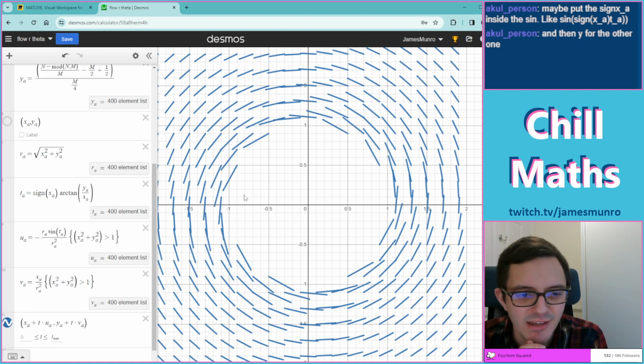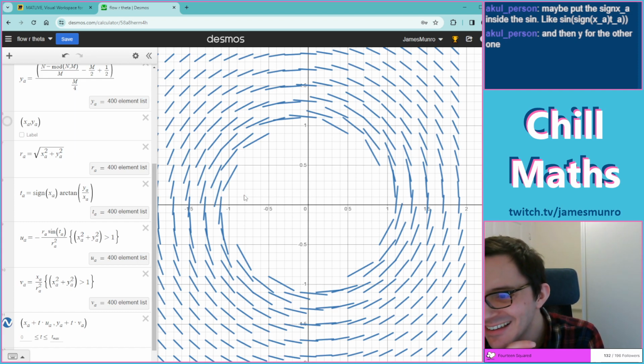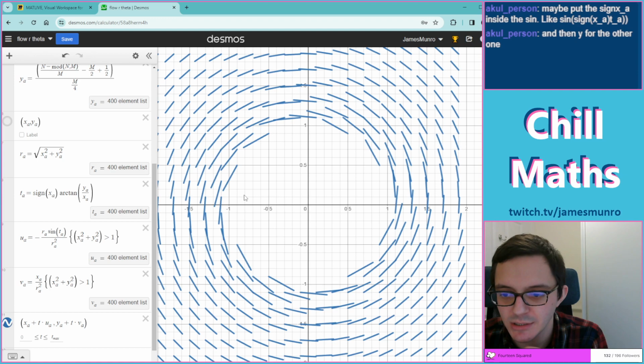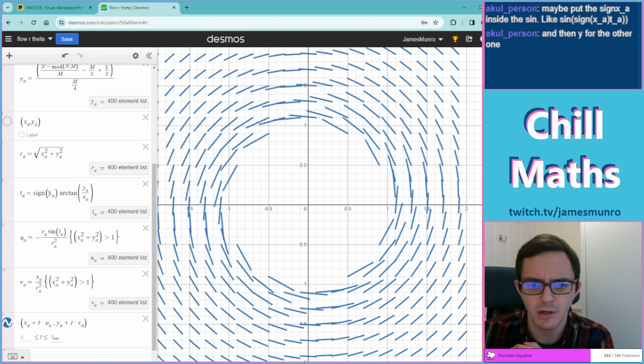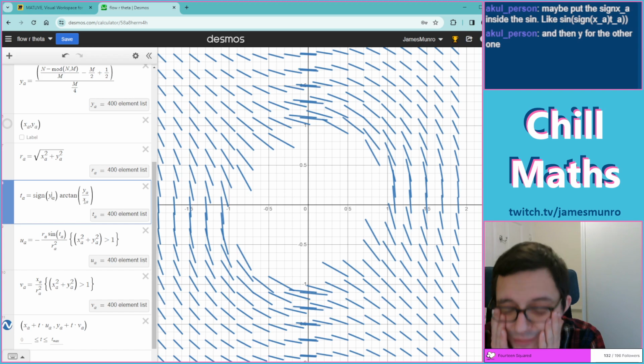Just want to calculate theta to be something between minus pi and pi for all of these points. Shouldn't be that bad, right? Something between minus pi and pi for all these points. Yeah, so it's just arctan of y over x, right? No, why is that not just arctan of y over x? Calculating theta for all my points.